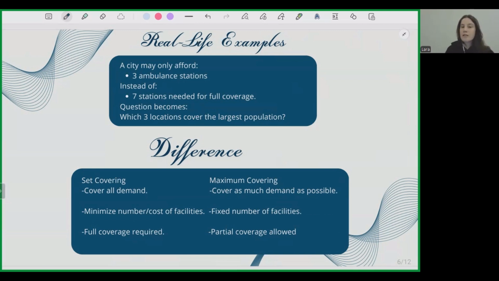So let's look at the difference between set covering and maximum covering. In set covering, all demand nodes are covered, but in maximum covering, it only covers as much as it can. Set covering minimizes the number or cost of facilities. In maximum covering, a fixed number of facilities exists. In set covering, full coverage is required, while in maximum covering, partial coverage is allowed.